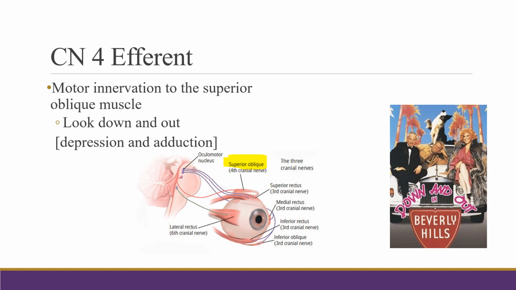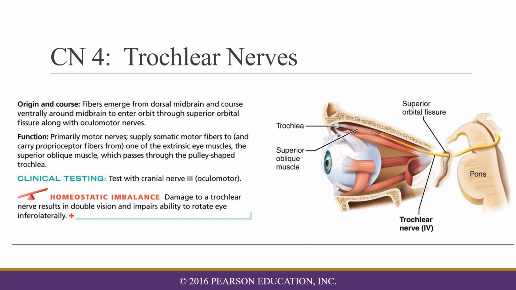So this one is that interesting one that I suggest if you get confused or want more information on it, use the resources that I have specifically for SO4, for the cranial nerve and the eye muscle simulator. It'll help you out if you want to look at that. So the basics here: fibers emerge from dorsal midbrain and course ventrally around the midbrain to enter orbit through superior orbital fissure, along with ocular motor nerves. Function: primarily motor, supply somatomotor fibers. It can carry some proprioceptor fibers as well to the extrinsic eye muscles and superior oblique, which passes through the pulley-shaped trochlea.